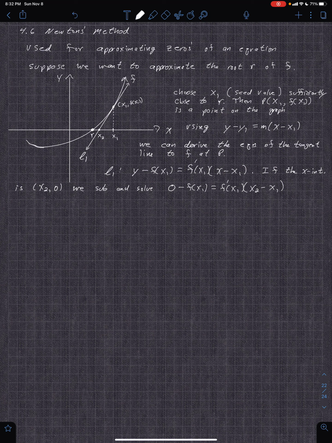Okay, so do that. Solve for x2. I won't go through all those little details. So the other thing we got to do is say this. Assuming f prime of x1 does not equal 0, we may solve for x2.